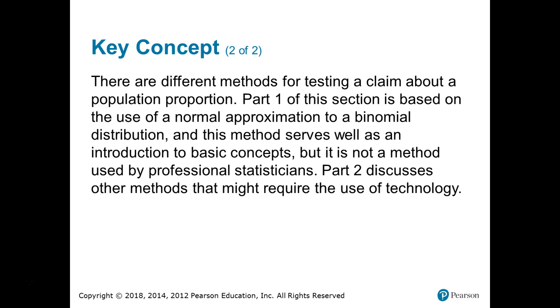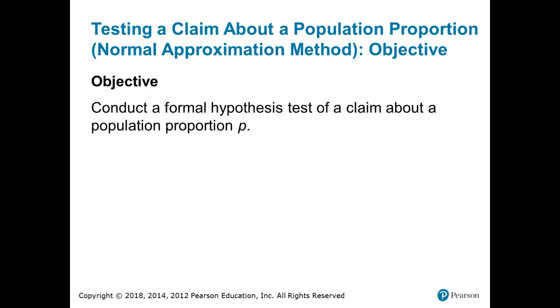There are different methods for testing a claim. Part 1 of this section is based on the use of a normal approximation to a binomial distribution, and this method serves well as an introduction to the basic concepts, but it is not a method used by professional statisticians. Part 2 discusses other methods that might require the use of technology. So we are testing a claim about a population proportion. The objective here is to conduct a formal hypothesis test of a claim.